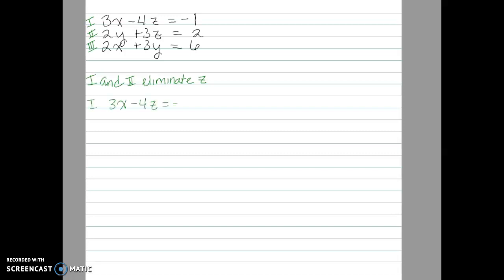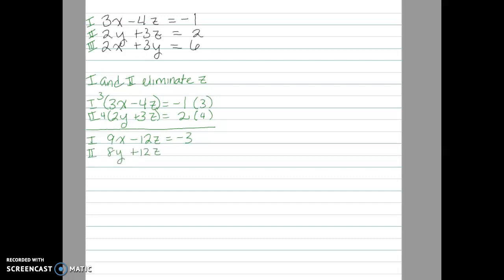So just rewriting each equation. I'll have to multiply both equations in order to eliminate z here. So I'm going to multiply the first equation by positive 3 and the second equation by positive 4. I don't need to multiply by negative because the signs are already opposite. So that first equation is now 9x minus 12z equals negative 3, and the second 8y plus 12z equals 8.